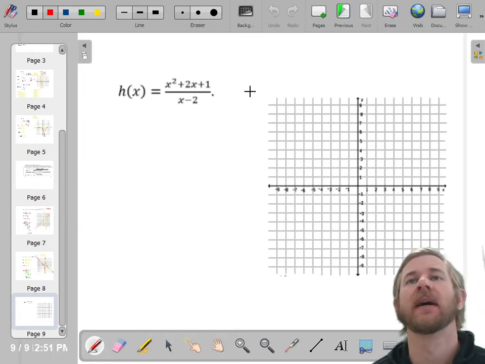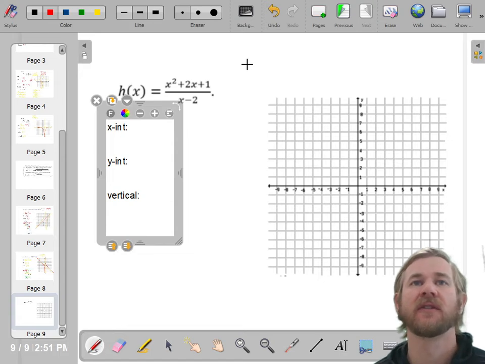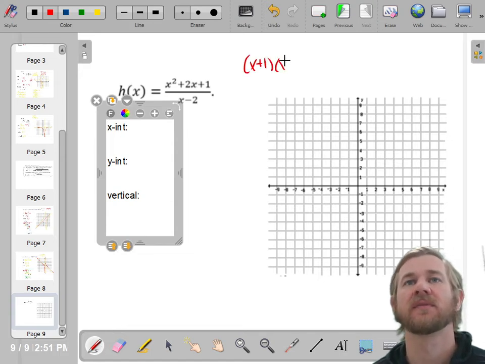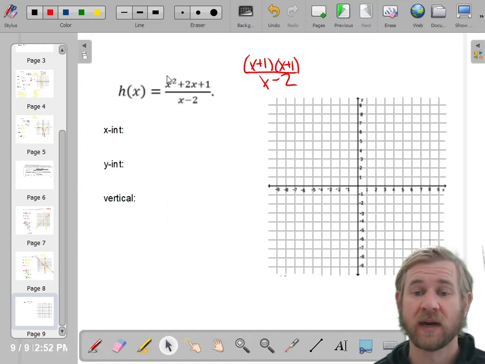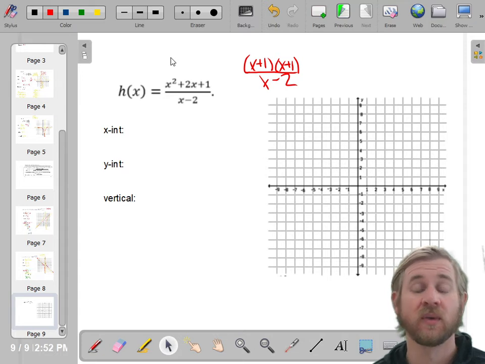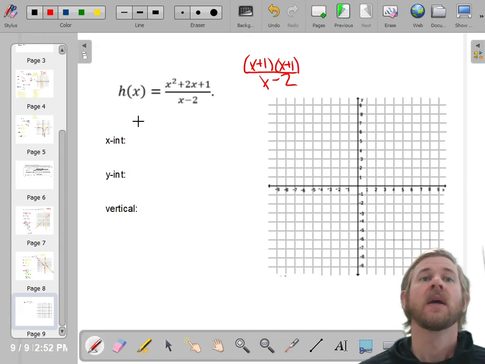So first thing, I'm going to make sure I have my little template there. When I factor the numerator, I get x plus 1, x plus 1, and that's over x minus 2. If you're having trouble factoring polynomials with 1x squared, then you are in very much trouble, and you are not ready ever. Do not take calculus. Like, that is a major red flag. So that I'm leaving for you to do.